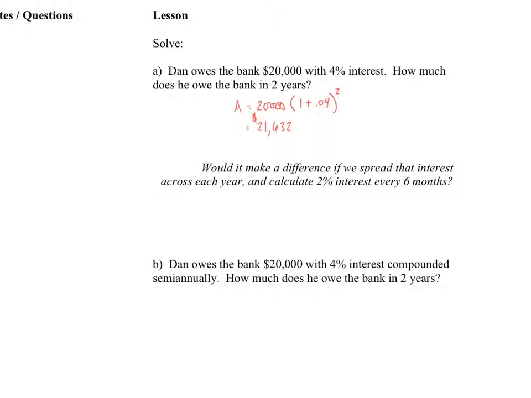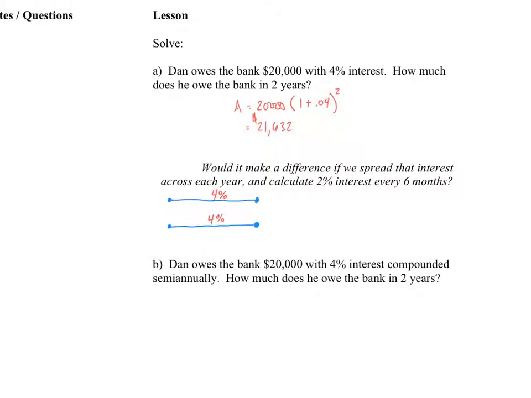So then the question is, does it make a difference if we spread that interest across each year and calculate 2% every 6 months? Let me explain what I mean. Let's say we have the situation we just dealt with, where this is a year and this is a year. Each year, that's going to be 4% interest, right? So we go through this whole year, we calculate 4%, then we take whatever we got, we go through this whole year, calculate 4%, and there it is at the end of 2 years.